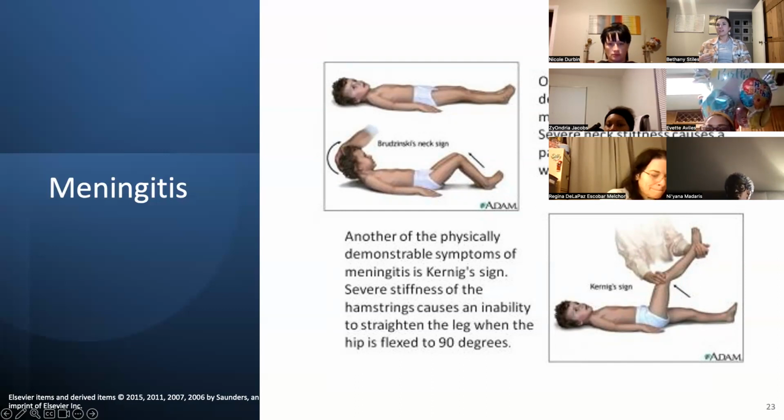Which one did you experience, Key? He had it with the meningitis. Yeah. Did he have Brudzinski's sign or Kernig's?